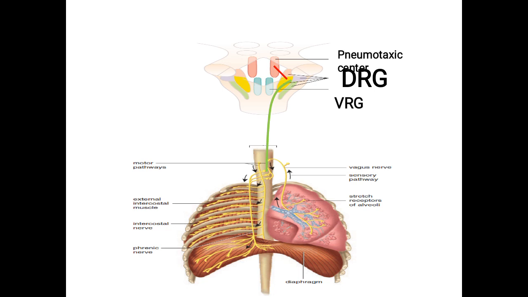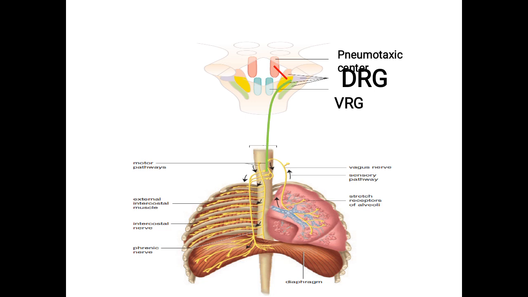Then DRG takes a pause for 3 seconds. The muscles relax back. The diaphragm and external intercostal muscles come back to their original position. Volume decreases. Pressure comes back to normal. Air is expelled out, that we label as expiration. So normal quiet breathing is controlled by DRG.